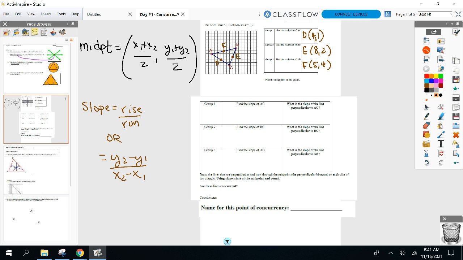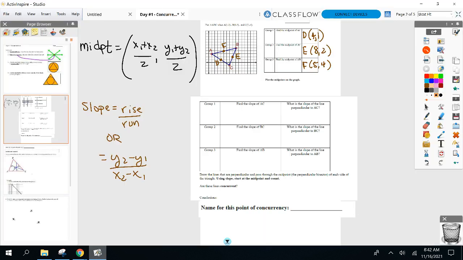Same sides, same groups, same sides. So all I want you to do is find the slope of your side right now. Find the slope of your side. You can do the Y values over the X's, or you can do rise over run to find the slope. All right, so go right ahead. Find the slope of your side.